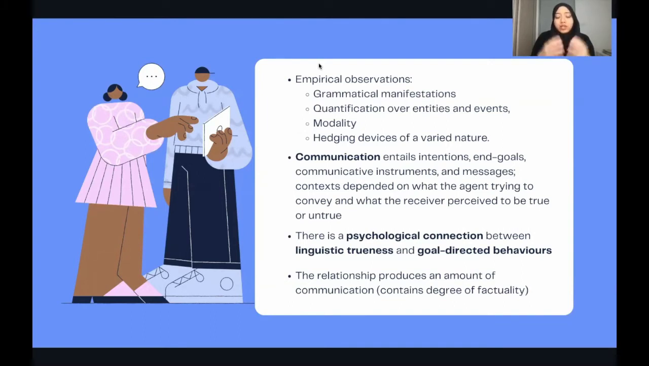When we talk about factuality, there has to be some sort of communication that happens in between, right? Communication in this manner entails intentions and goals, communicative instruments, and messages. The context depends on what the agent is trying to convey and what the receiver perceives to be true or untrue, right? So there is a psychological connection between linguistic trueness and goal-directed behaviors. This kind of relationship and connection produces an amount of communication, and this amount of communication contains a degree of factuality.